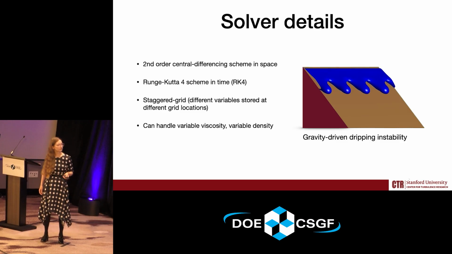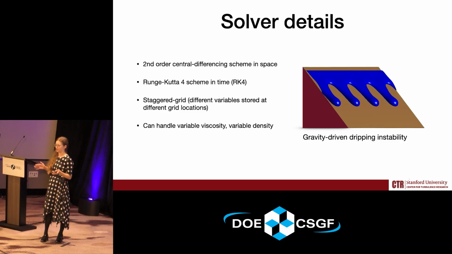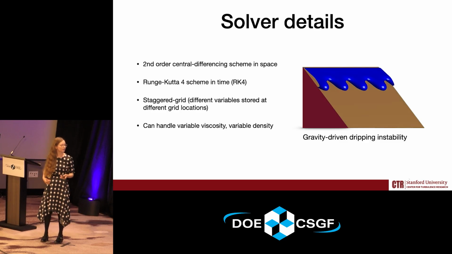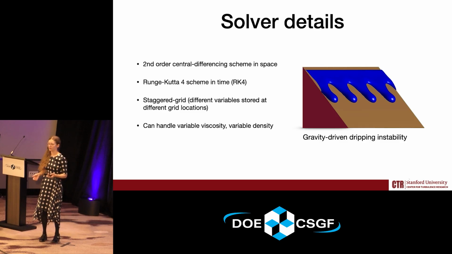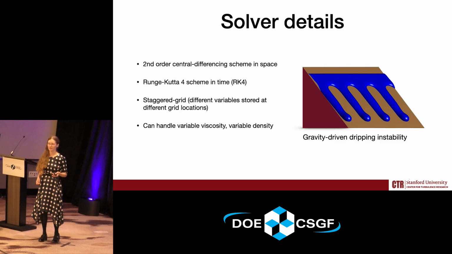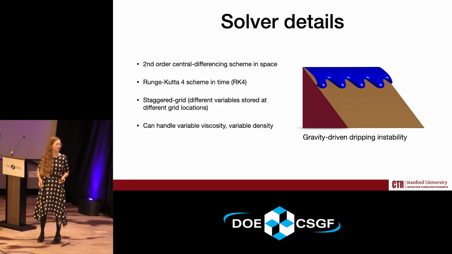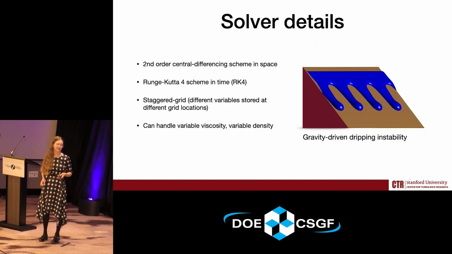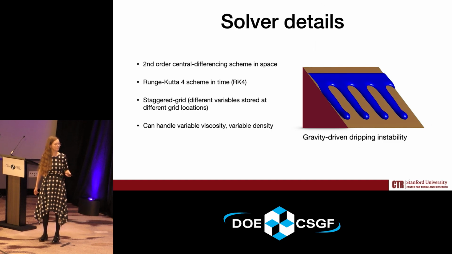And so what we've done is we've written a code especially for this project, which uses a second order central differencing scheme in space, RK4 in time, a staggered grid formulation, and it can handle variable viscosity and variable density fluids. And then on the right-hand side, we just have a pretty test case of a gravity-driven dripping instability.